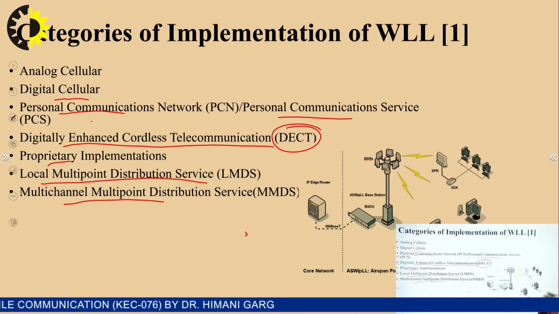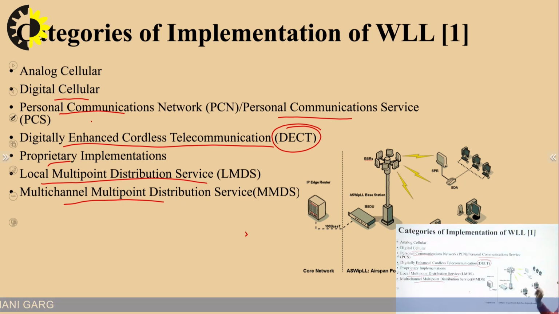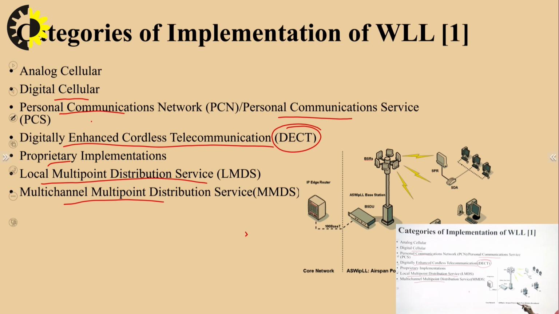So you can see here we have the base station, this is the IP router, and all users are connected through this to the core network wirelessly. This is an example of an Airspan point to multi-point wireless broadband system.